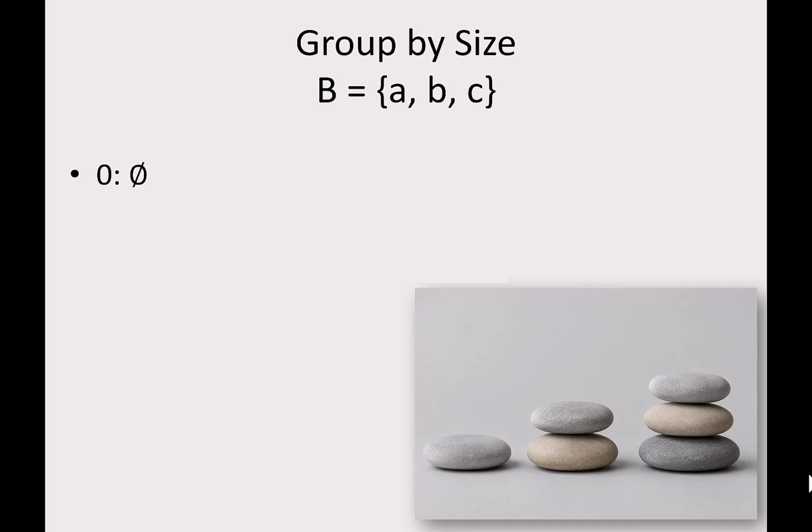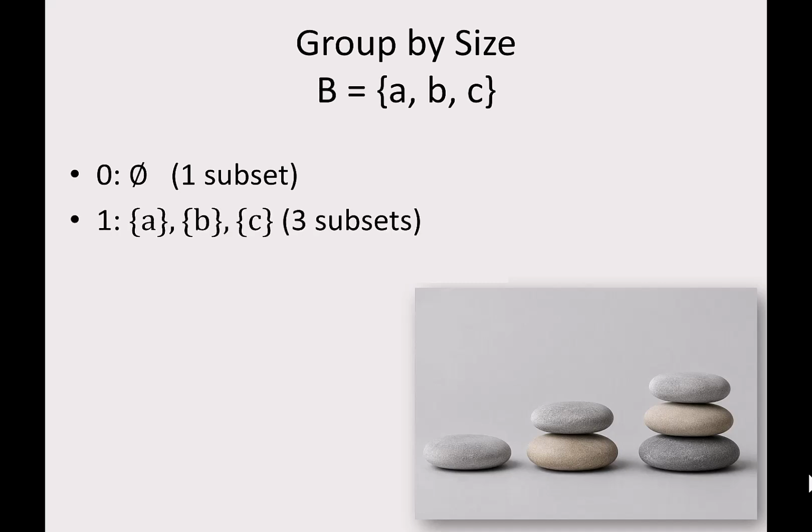No elements is easy. That's the empty set. There's only one subset with no elements. If I look at how many subsets have one element, well, that would be just A, just B, or just C, so that's a total of 3.